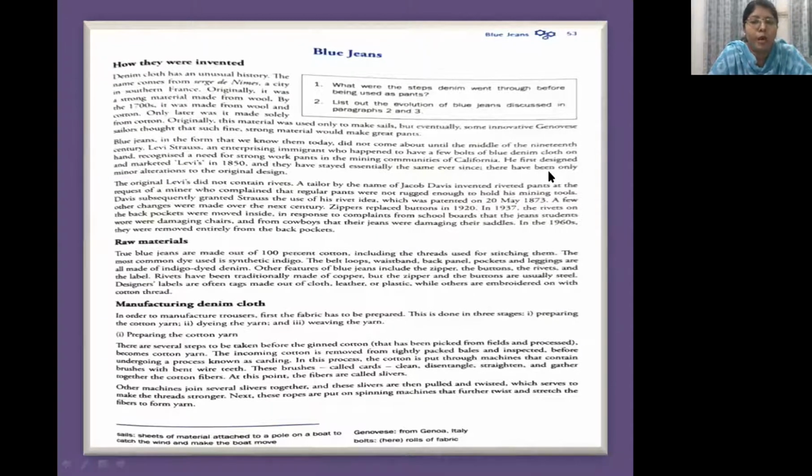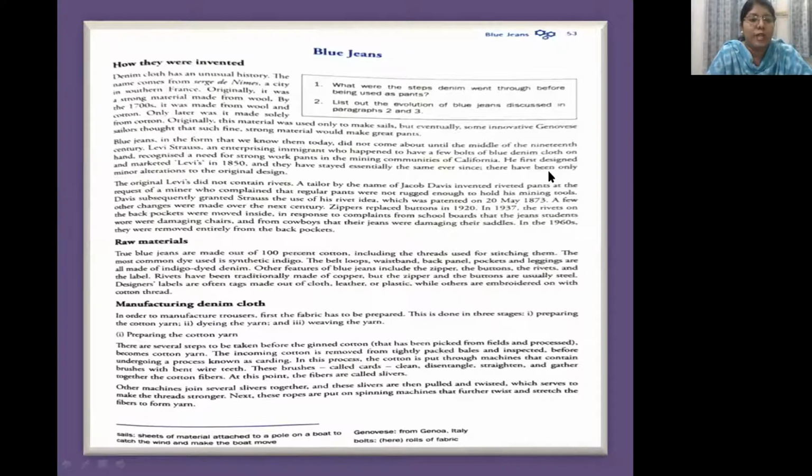So here, who thought of doing it? It is Levi Strauss. This is the name of the popular brand, Levi's. It originated in 1850. It was actually made for the mining communities, the miners in California, because they wanted pants made of strong materials so that they don't tear easily. That is the reason Levi Strauss made pants with this denim cloth.